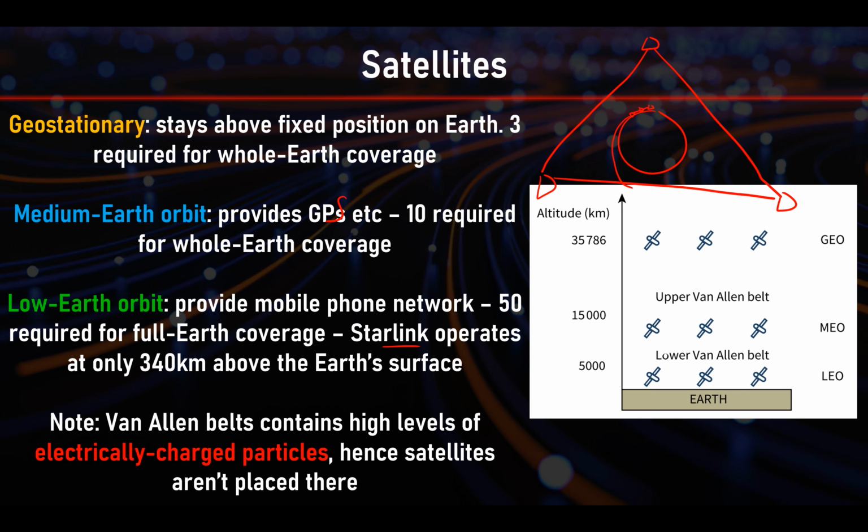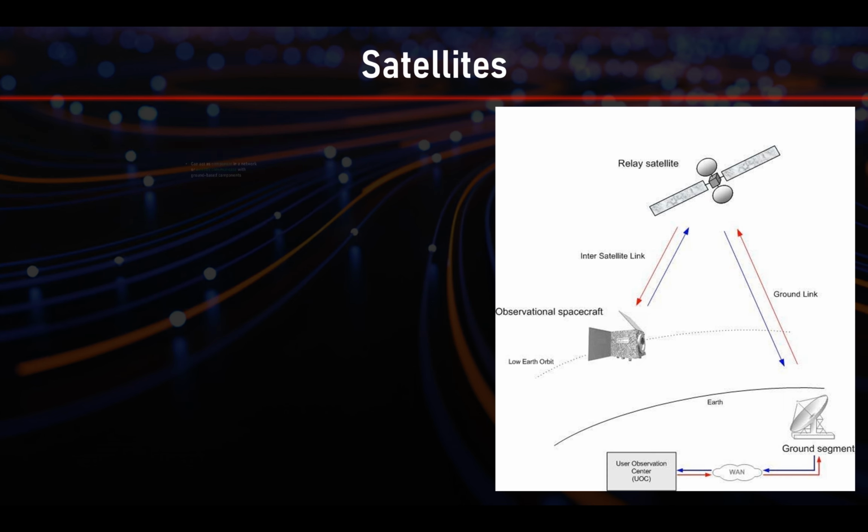So as you can see, it's just in the book, although not really in the exam. It says Van Allen belts contain high levels of electrically charged particles, hence satellites aren't placed there, because I guess it's just going to mess up with their equipment.